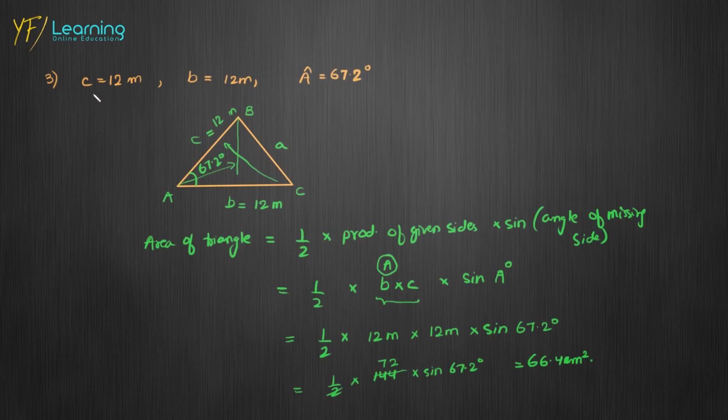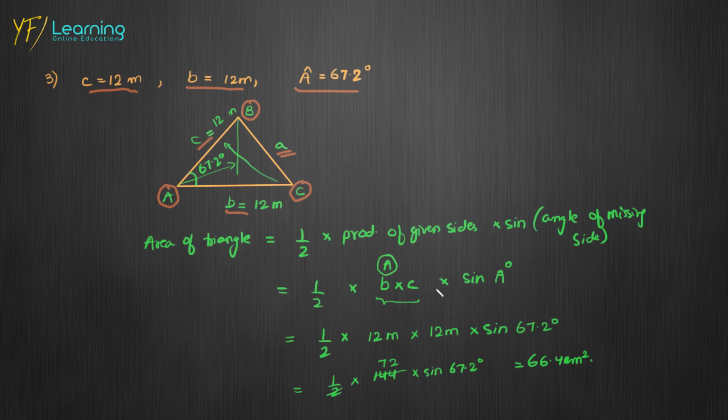Question number 3, c is equal to 12 meter, b is equal to 12 meter, and angle A is given and it is 67.2 degrees. So sketch the triangle. A, B, C are the vertices of the triangle, and opposite to these vertices sides are given. Opposite to vertex A, side a, opposite to vertex C, side c is there, and opposite to vertex B, side b. So the area of triangle formula is half times the product of given sides multiplied by sine of the angle of the missing side.